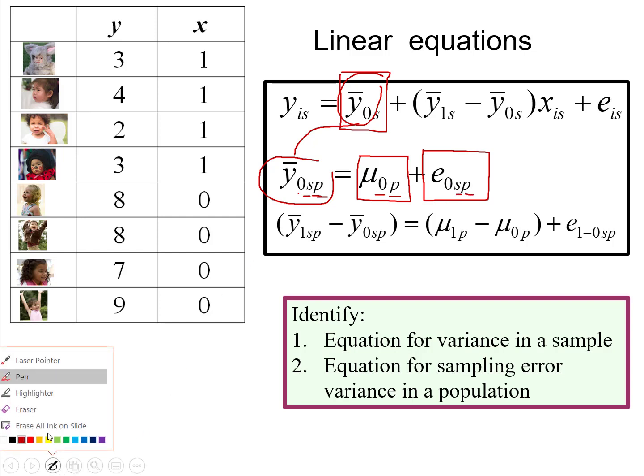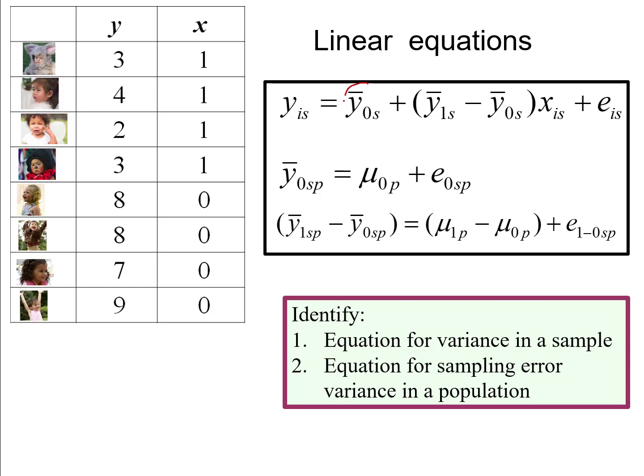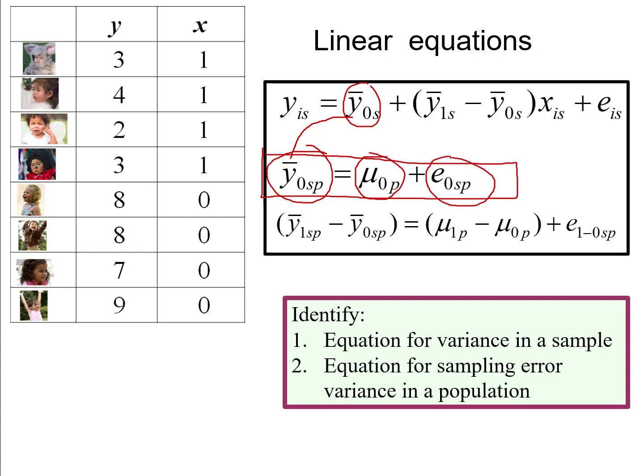So I've taken that first parameter estimate, the mean for our control group, and pulled that out, and I have a sampling error variance equation for that parameter, where I say that parameter estimate is equal to the true population parameter plus the error that I make in my study.